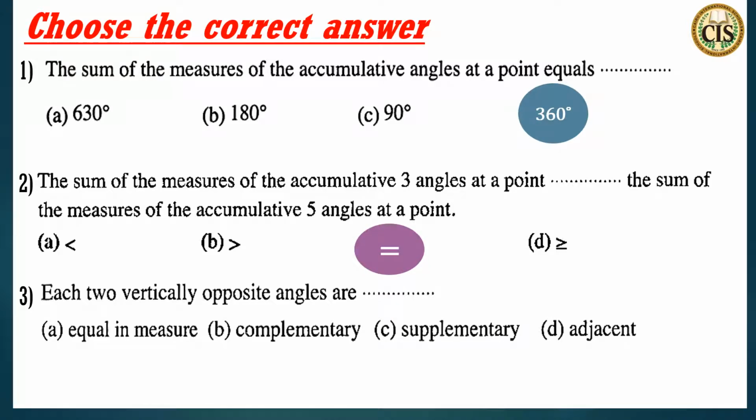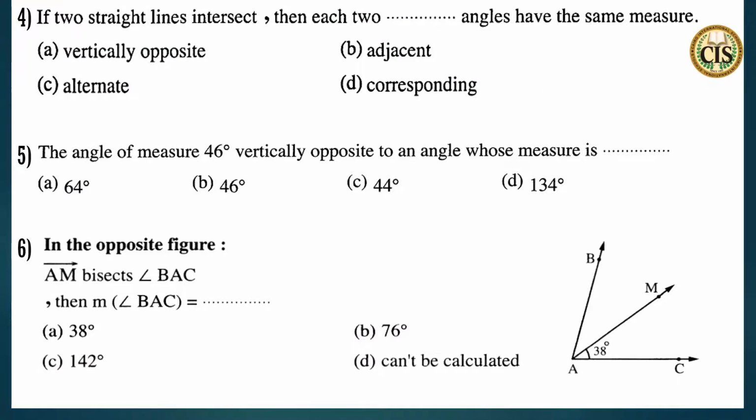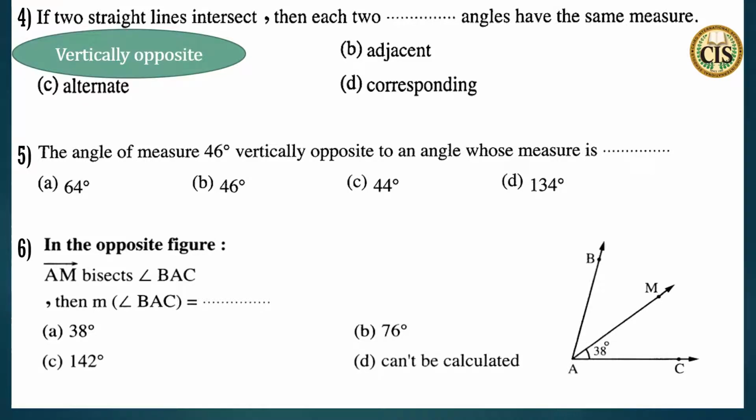Each two vertically opposite angles are equal in measure. Number 4, if two straight lines intersect, then each two vertically opposite angles have the same measure. Number 5, the angle of measure 46 is vertically opposite to an angle whose measure is blank. Vertically opposite means equal, the two angles are equal in measure. So 46 equals 46.